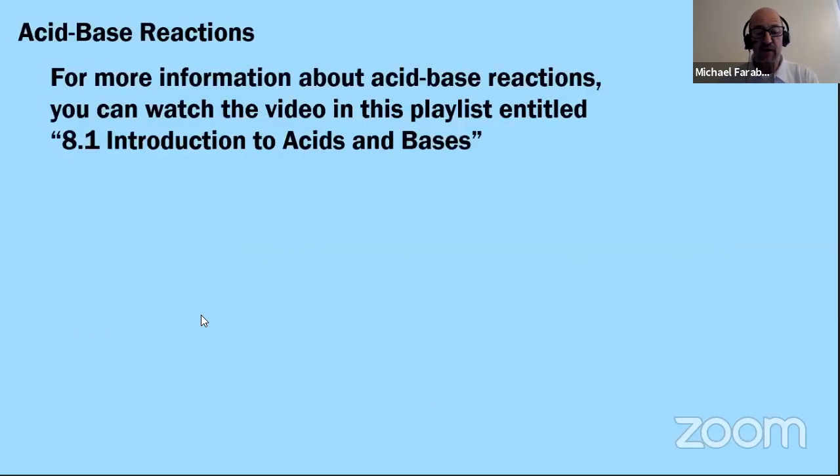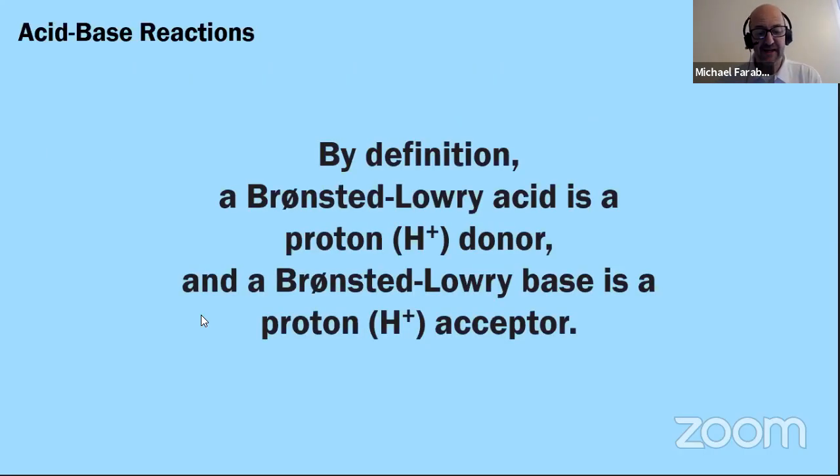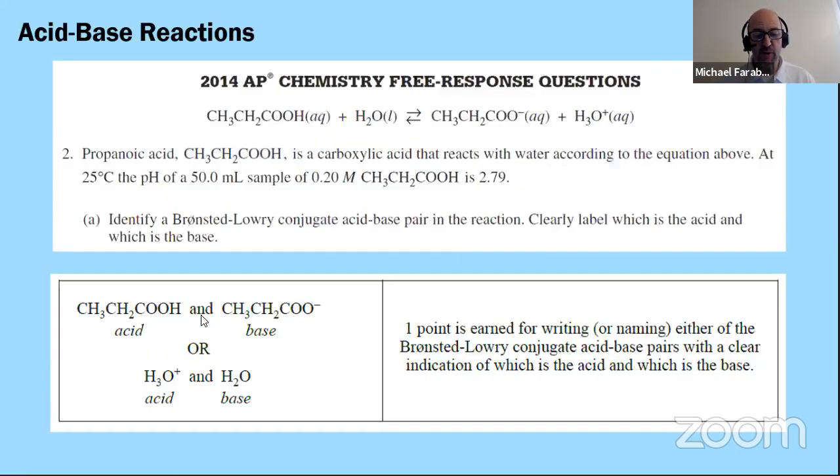There are a variety of types of chemical reactions. One of them is acid-base. For more information about acid-base reactions, you can go back and watch the first video that we launched a couple of weeks ago, and that would be topic 8.1, Introduction to Acids and Bases. In that video, I had mentioned that a Bronsted-Lowry acid is a proton donor, and a Bronsted-Lowry base is a proton acceptor.